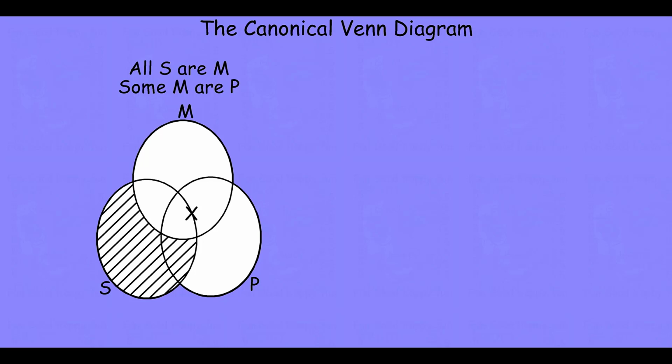Either way, either area, as long as it's in M and in P, it doesn't matter which area the X goes, it will still make that premise true. But the premise doesn't tell me which area it belongs in, and so I leave it on the line.